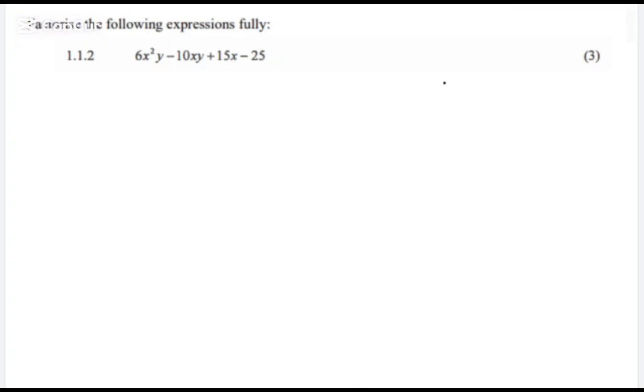So this question says factorize the following expression fully, which is worth 3 marks. So how can we factorize this one? This is the type of question whereby we have to factorize by grouping, perfect.